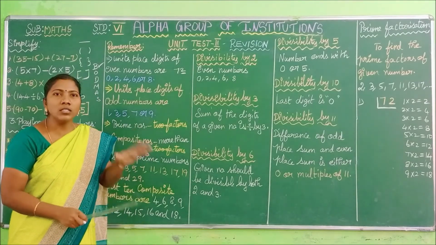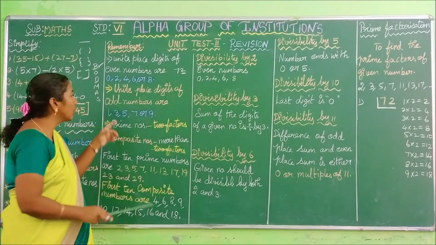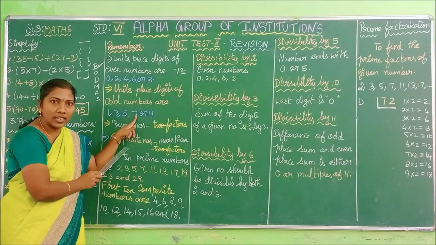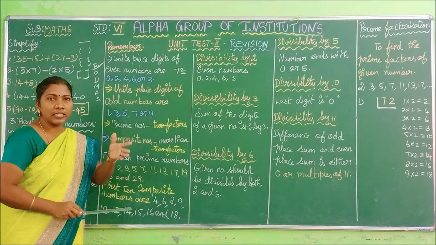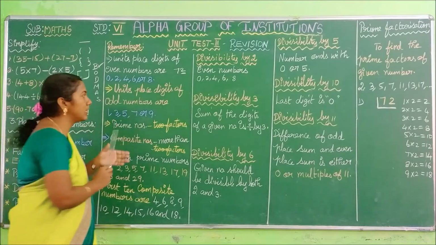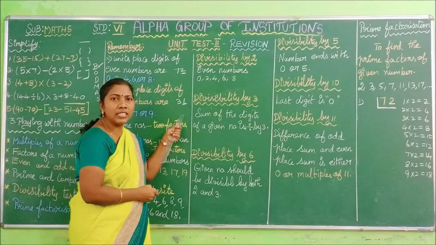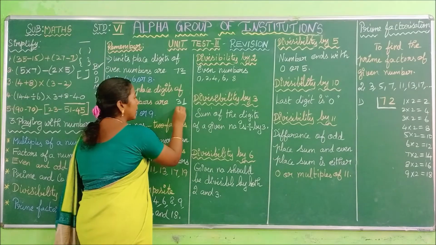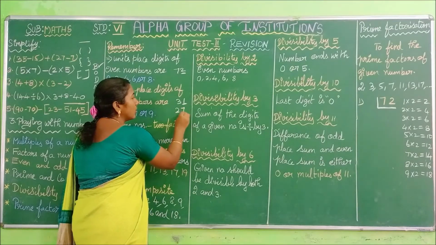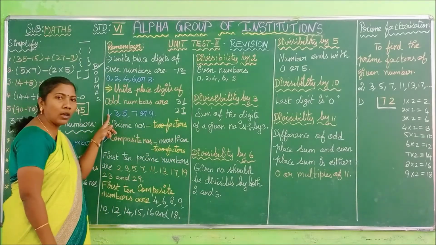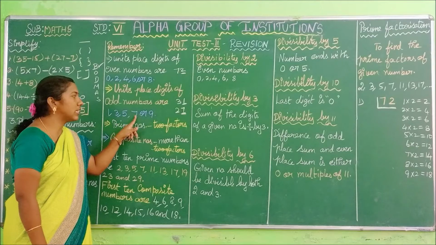How? If the last digit of a given number is 1 or 3 or 5 or 7 or 9, then we can say the number is an odd number. See this, 31. What is the last digit? 1. So it is an odd number. See here 27. What is the last digit? 7. So it is an odd number. So the number ends with 1 or 3 or 5 or 7 or 9.